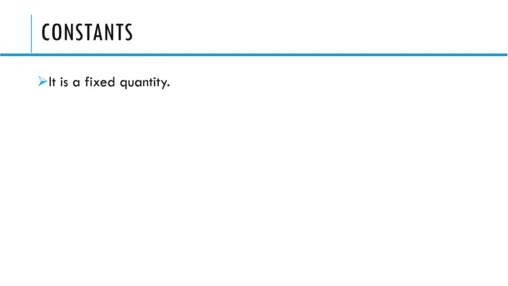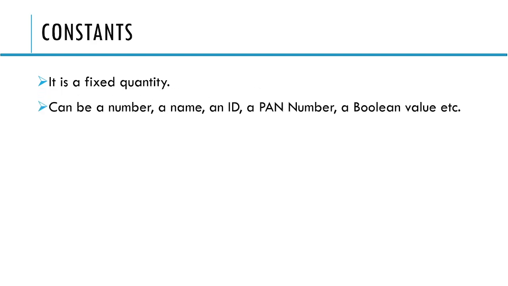Constants are fixed quantities. They do not change their value. 2 is a constant. 3 is a constant. Your name, let's say Samarth, Ankit, Priyanka, Rita, Gita, Seema, etc. They are all constants. They are not the same as any other constant. So they are a fixed quantity and termed as constant. They can be a number, a name, an ID, a PAN number, a Boolean value, anything. But they do not change their value.